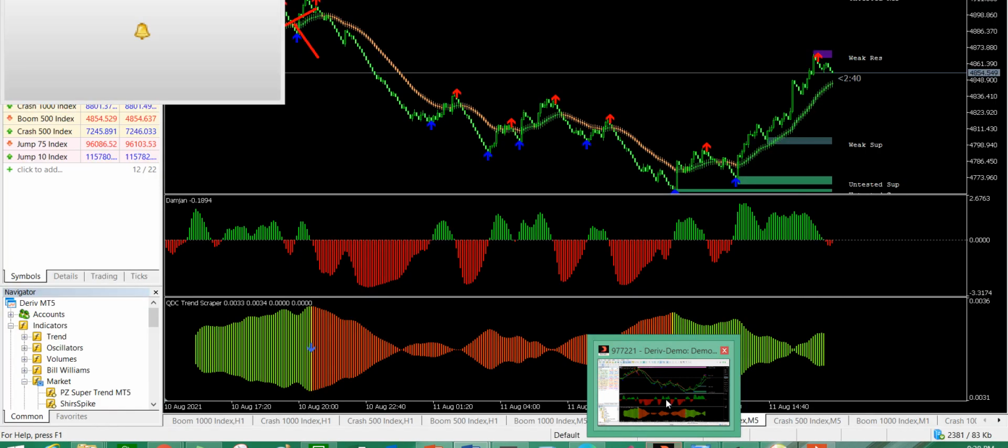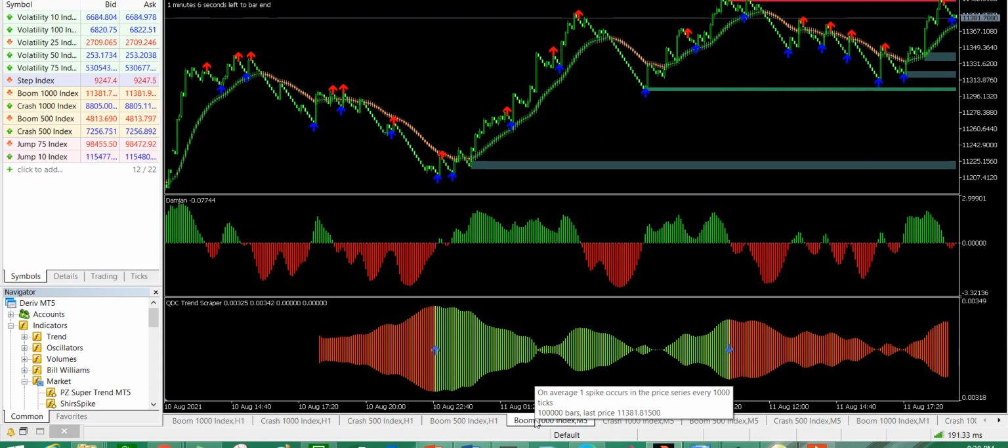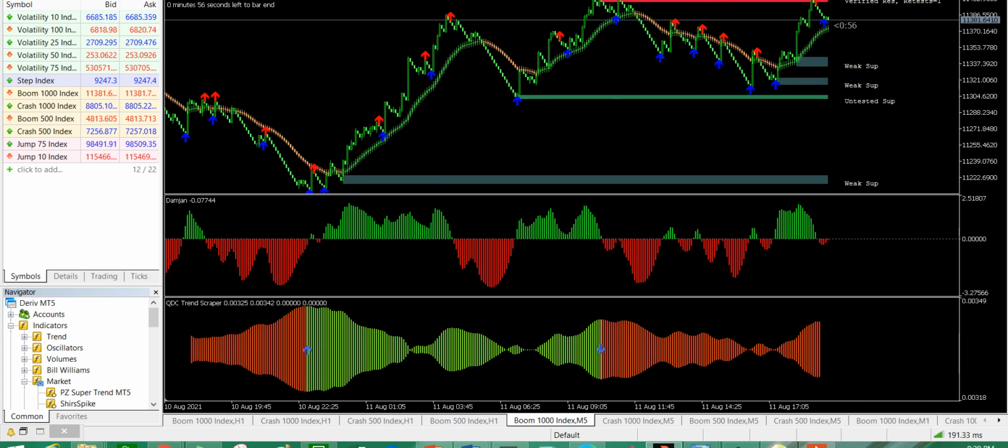We'll be starting with Boom 1000 Gold. So Boom 1000, I'm using the QDC scraper indicator, and I'm on the 5-minute time frame. I will be checking out Boom 1000 right away. Okay, so let me take it back to this, you can see this trend.